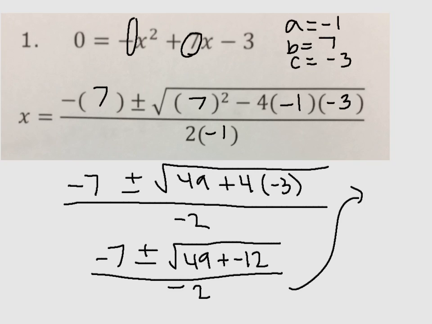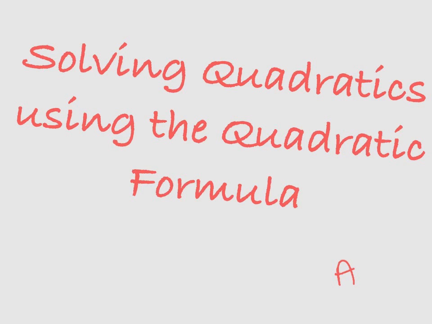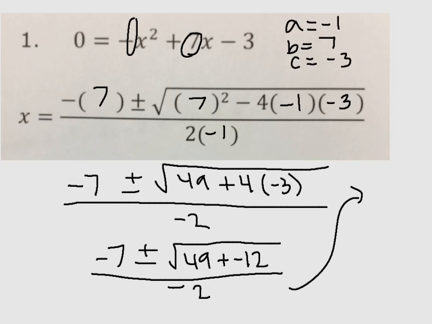Okay, I spaced for a second. That is just negative 7 plus or minus the square root of 37 over negative 2.